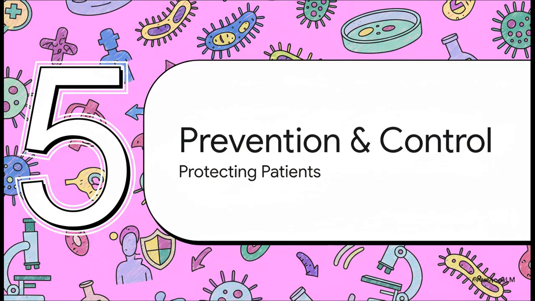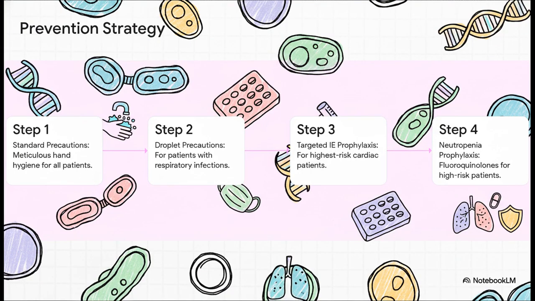Okay, finally, let's zoom out and look at this from a public health and hospital perspective. How do we stop these opportunistic infections from even starting? The prevention strategy here is really multi-layered and very targeted. It all starts with the basics, universal standard precautions, especially meticulous hand hygiene. For patients with respiratory infections, you add droplet precautions. But then it gets highly specific with antibiotic prophylaxis only for the absolute highest risk cardiac patients, and fluoroquinolone prophylaxis considered for high-risk neutropenic patients.